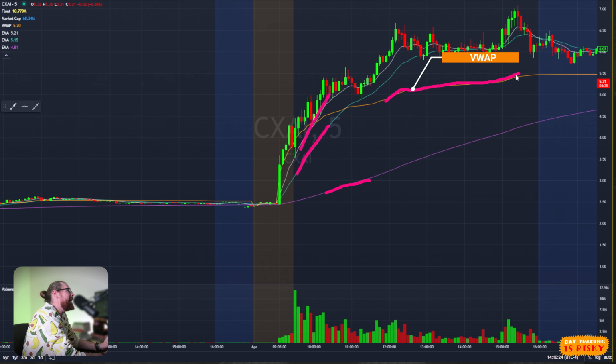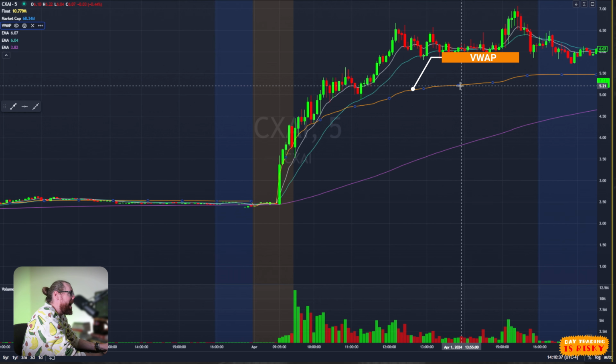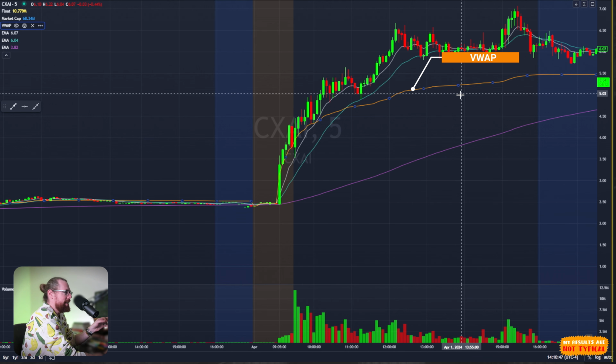This is an average, but it's factoring in volume in addition to price. And so this is actually showing us the average price of a stock over the course of the day, factoring in the volume, the amount of volume that took place at the different prices. So this is one of the most respected intraday indicators, but it is not available as a daily indicator. It's only available for intraday.